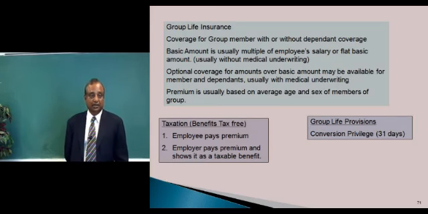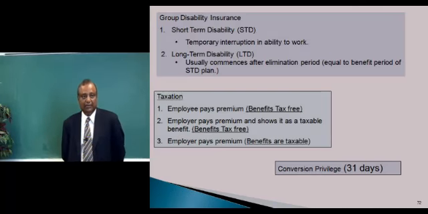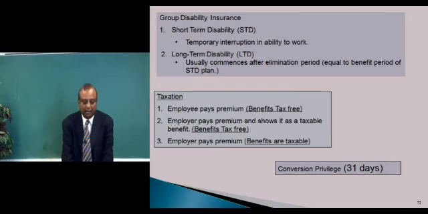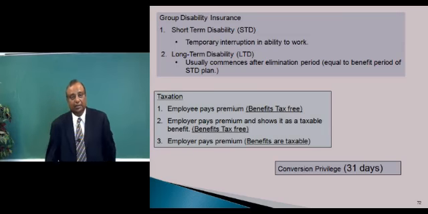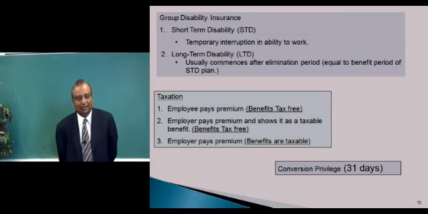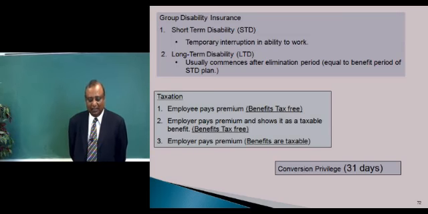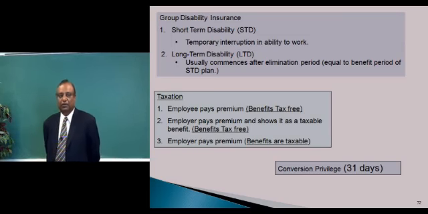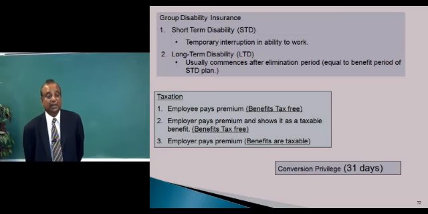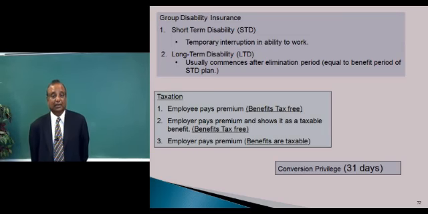Group disability insurance comes as short-term plans and long-term plans. A company may have only a short-term plan, or a company may have both. When they have both, the elimination period for the long term is equal to the benefit period of the short term, which means when an employee gets disabled, he first gets money from the short term plan. If he is still disabled and the short term plan's benefit period is over, the long term plan kicks in and starts paying.